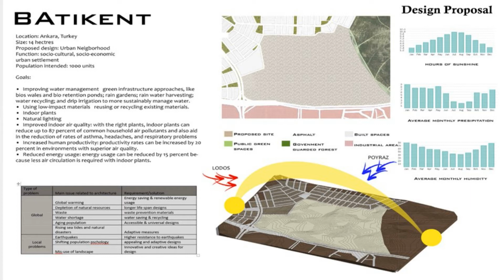So some of the design principles I implemented were the improvement of the water management system. That's by the use of green infrastructure approaches like bioswales, bio-retention ponds, rain gardens, rainwater harvesting, rainwater recycling, that's the grey water and brown water recycling system, and drip irrigation for more sustainably managed water.